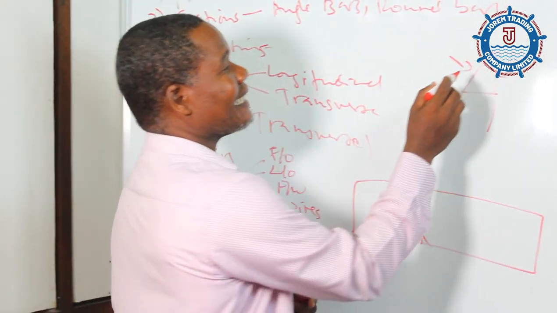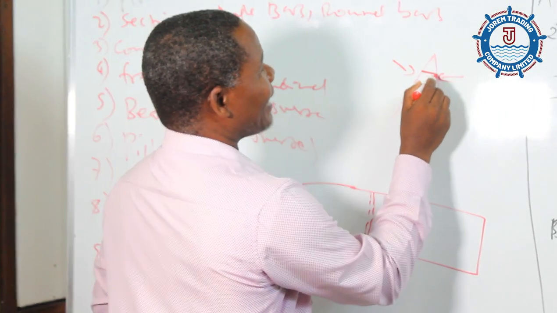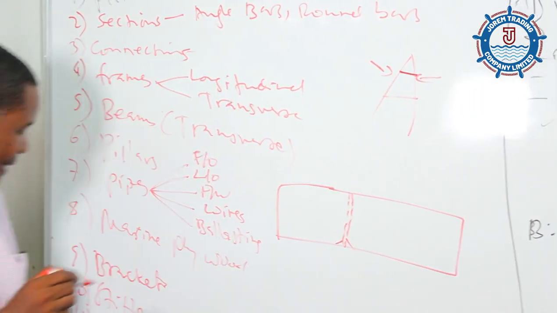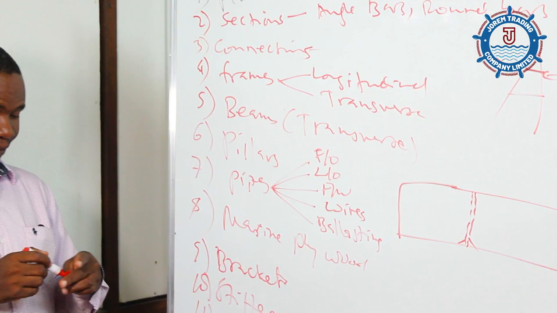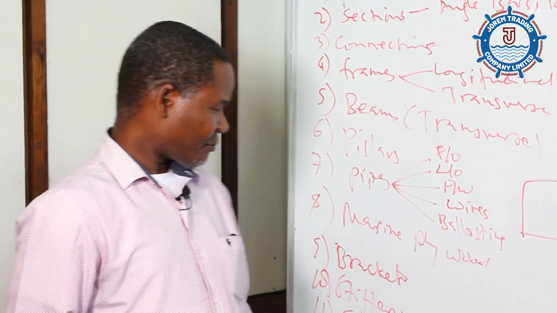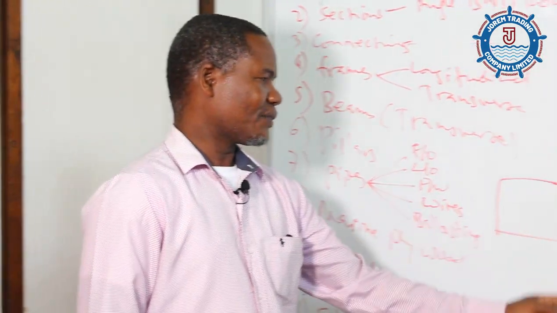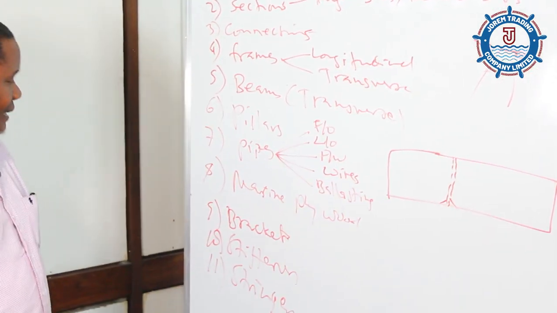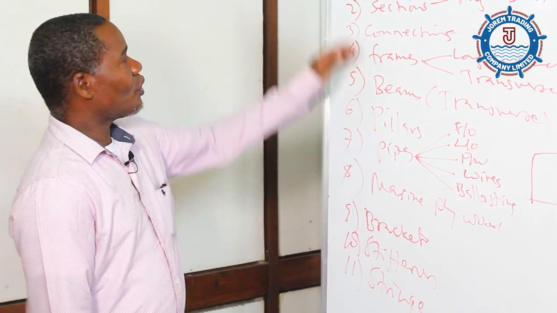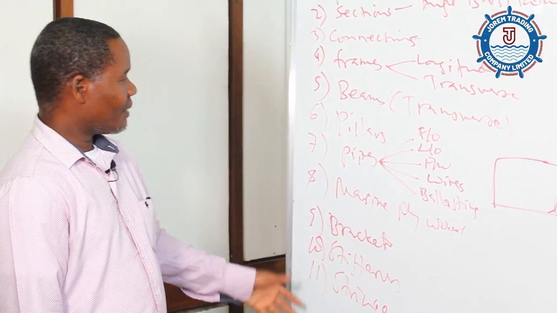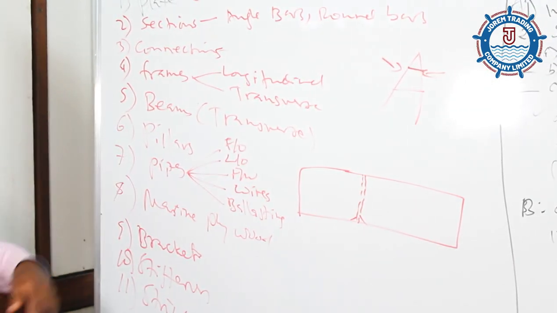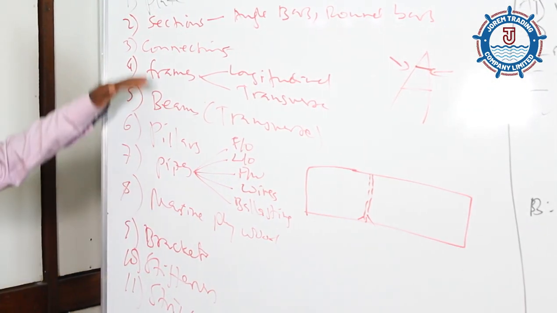So this panting can be arrested by having the panting beams. You put the panting beams, you put the panting stringers, so you can see everything plays its role. That's why you need to stiffen even this plate to make it more straight and strong and stable. So all these things are parts which are needed during ship construction. And of course, they have a role to play.